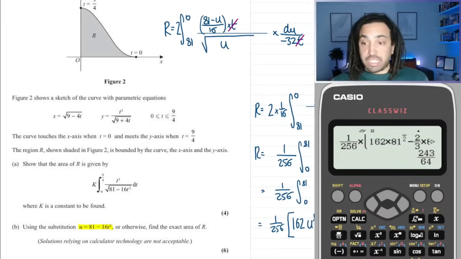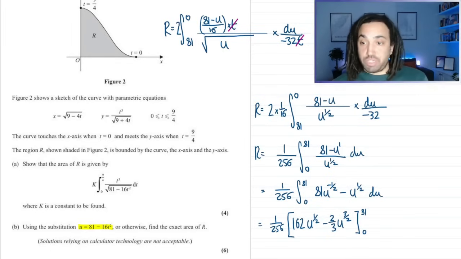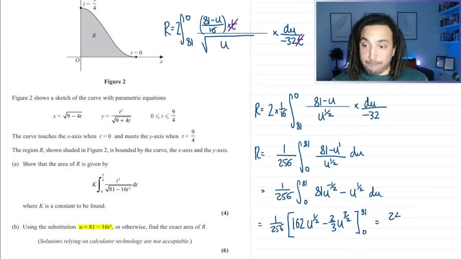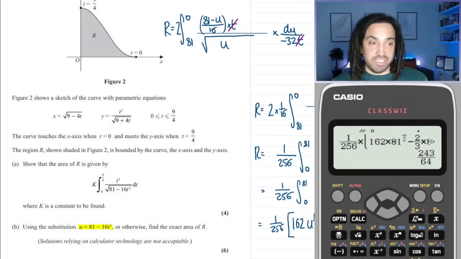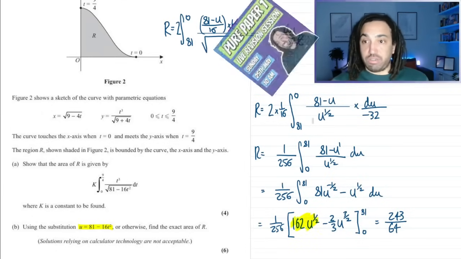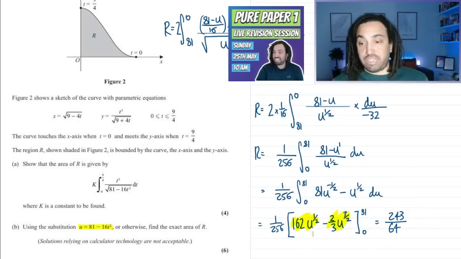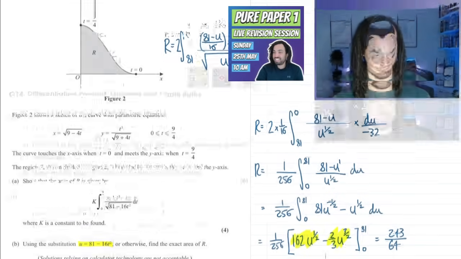Okay, I've plugged it into the calculator, and the zero limit will just give us 0, so it's just the 81 limit, and it gives us 243 over, oh, I've forgotten it now, whoops, 64. Okay, perfect. What I would do in an exam is I would evaluate these individually. I'd evaluate that, write it down, and I'd evaluate this, write it down, and then I'd write my final answer. But to save time, I'm just writing the final answer.